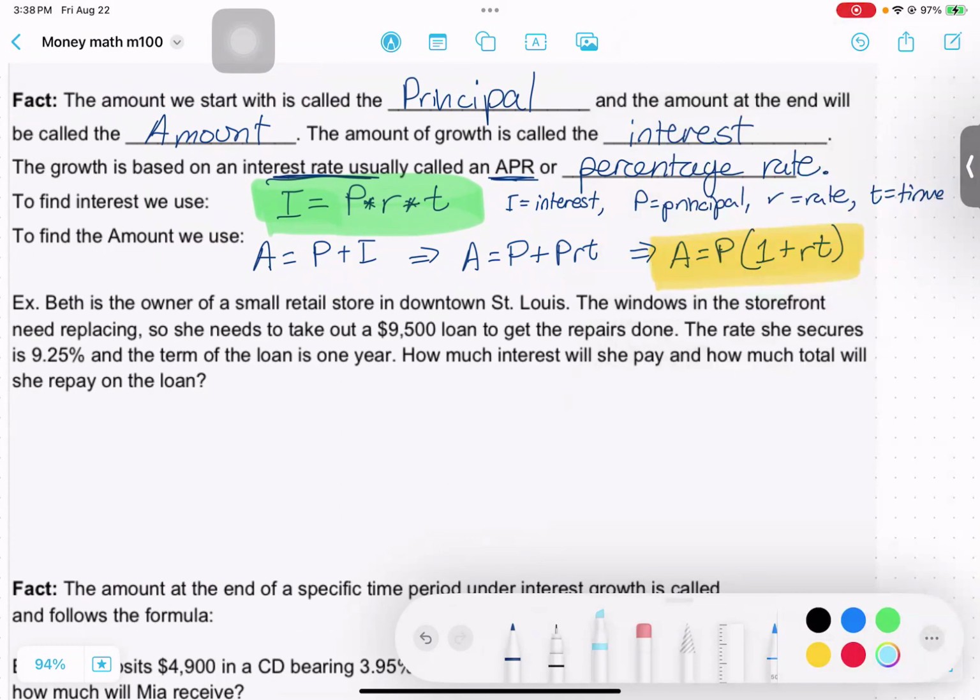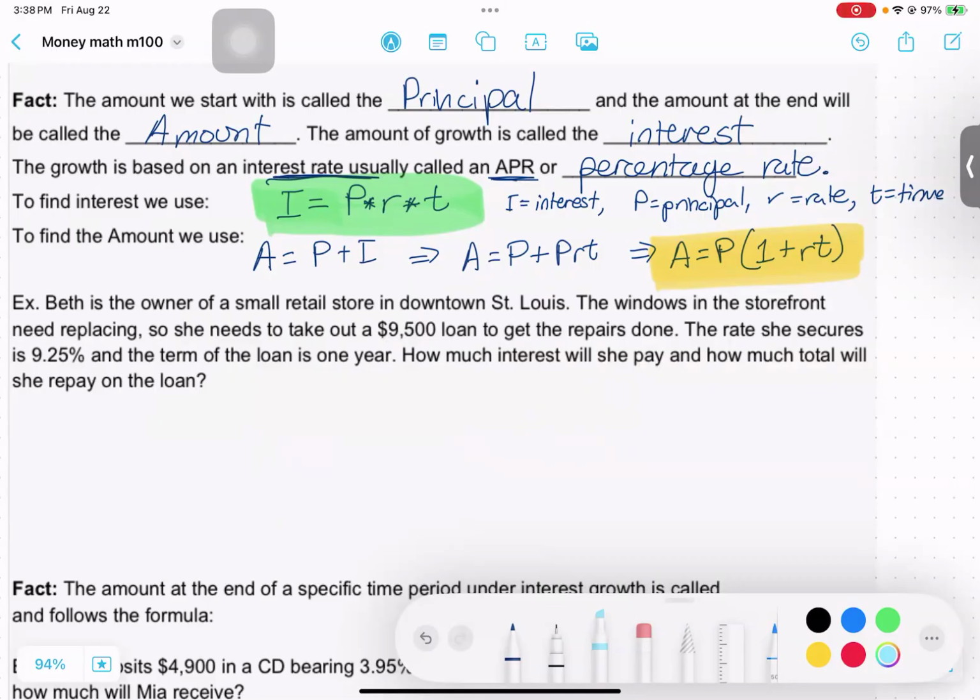Okay. Beth is the owner of a small retail store in downtown St. Louis. The windows in the storefront need replacing. St. Louis had a storm, man. Okay. So she needs to take out a $9,500 loan. That means she needs to borrow money she doesn't have yet to replace the windows so she can keep her business open and make more money.